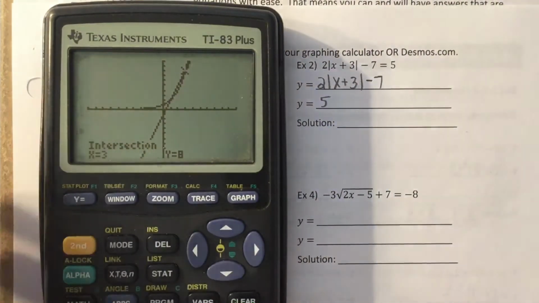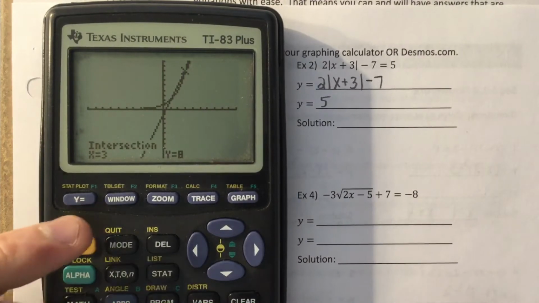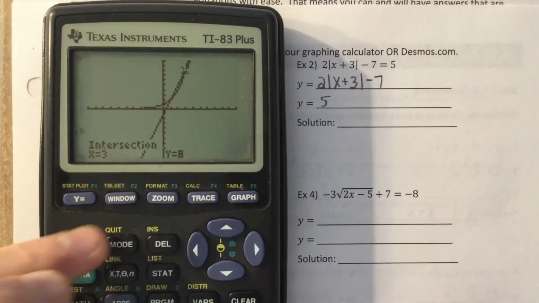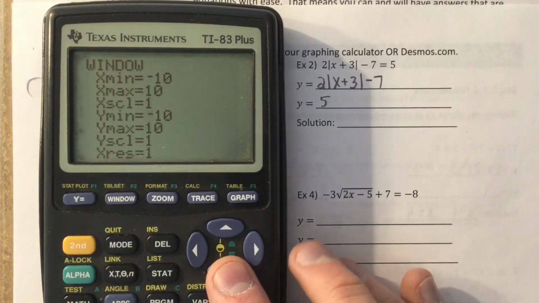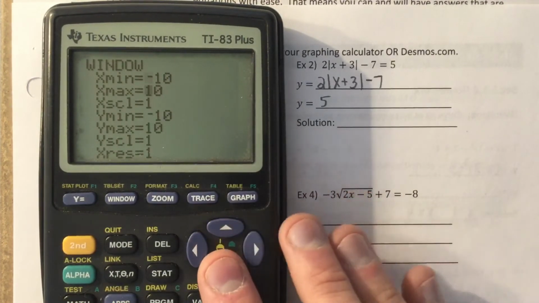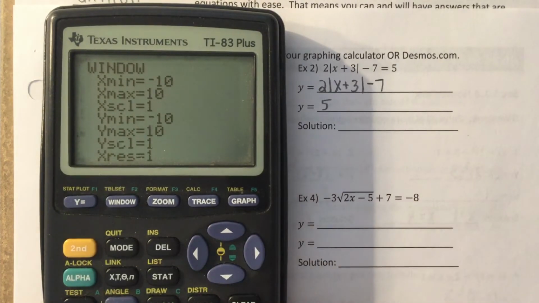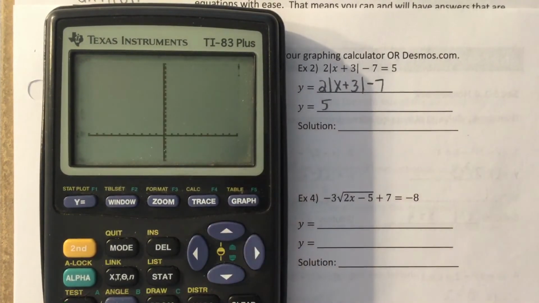Just remember, you can adjust your window if you need to. I'm going back to the last question. If you weren't sure if they're going to intersect again, you can press window. And let's say you want to just go up higher. Remember, that's how you change the x min, x max, y min, y max. If I wanted to go up higher, I could make this 30 just to double check they're not going to intersect again.